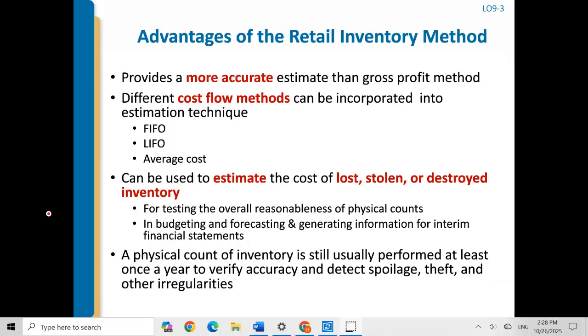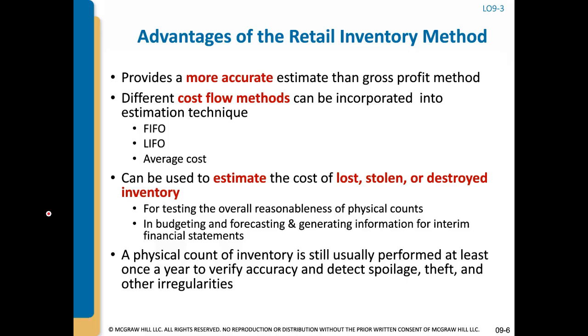cost of goods sold. There are some very distinct advantages of the retail inventory method. And the first one is that it provides a more accurate estimate than the gross profit method. That's because the retail inventory method is based on the current relationship between the cost and selling prices, whereas the gross profit method is based on the historical profit ratio. So the retail method is more current.